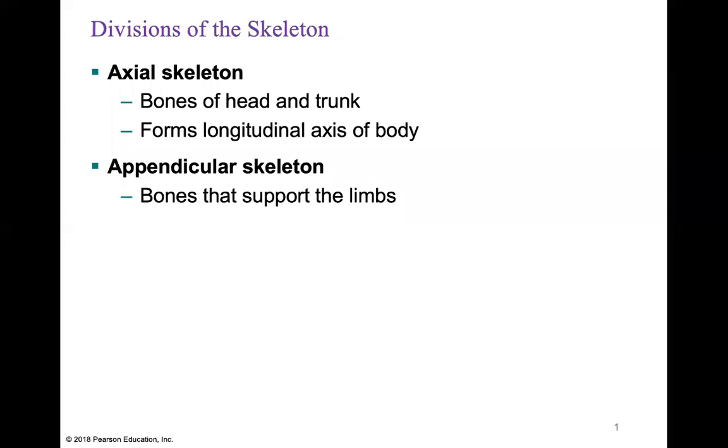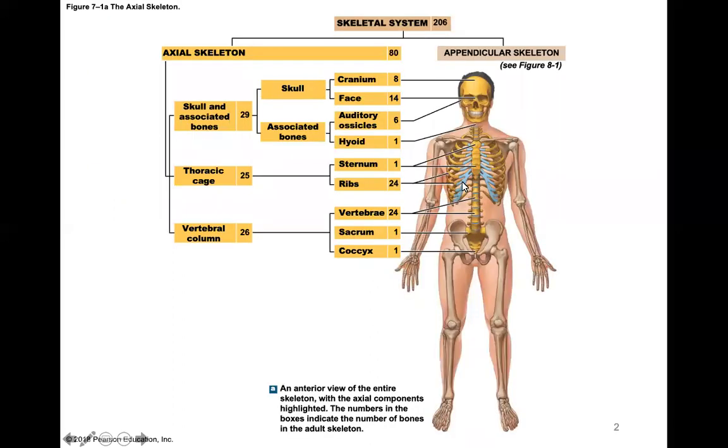Chapter 8 we'll get into tomorrow. This will include the bones of the limbs. Okay. So looking at this image right here, we can see the bones that are highlighted in yellow. These are going to be the bones or the structures that are part of the axial skeleton.